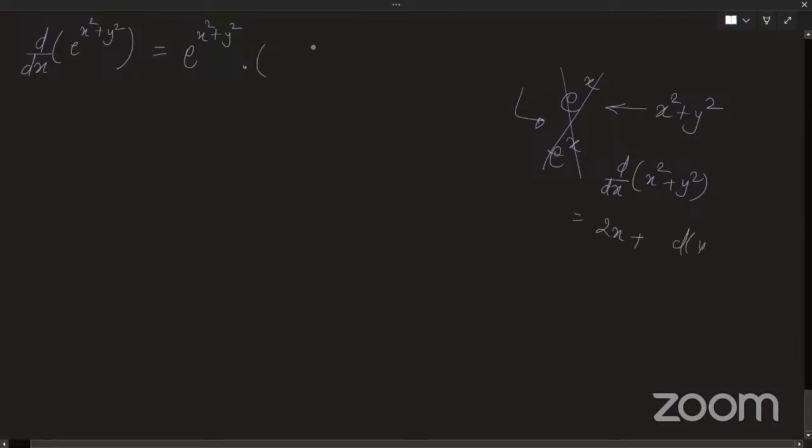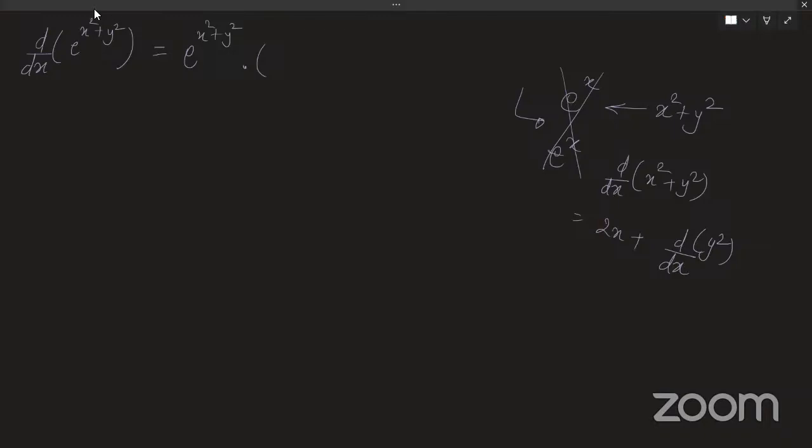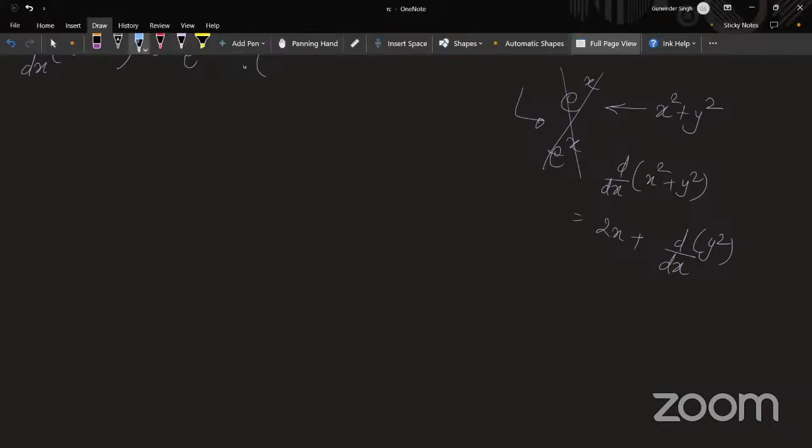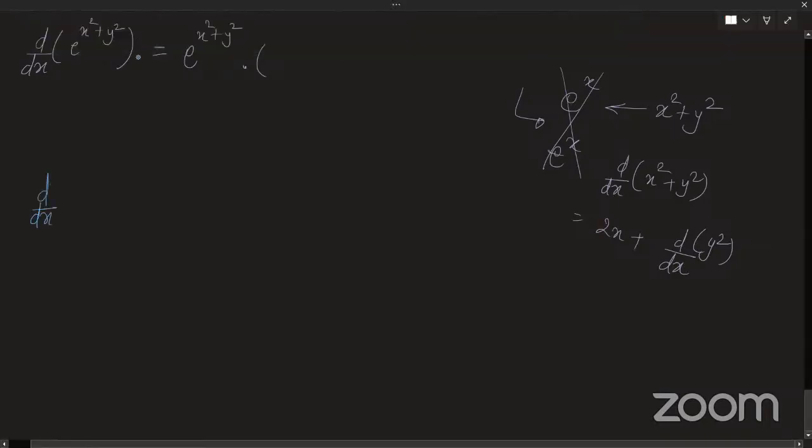Now this one is really a good question that you can think of. You need to differentiate y square with respect to x. You don't know y, but y is a function of x. So how will you do it? Basically it is d by dx of y square where y itself is a function of x. Can anyone think?